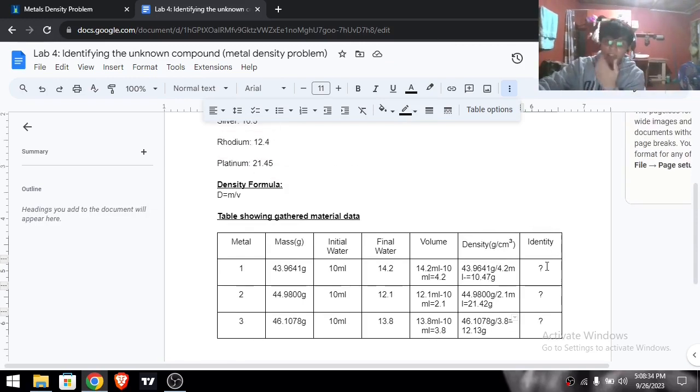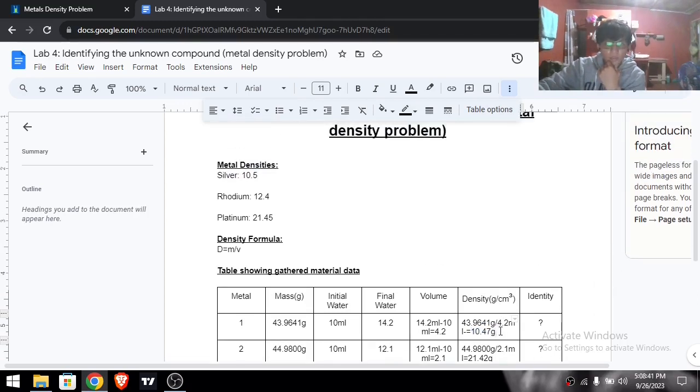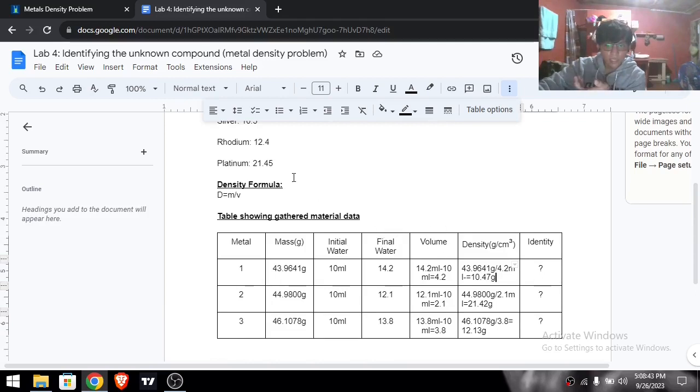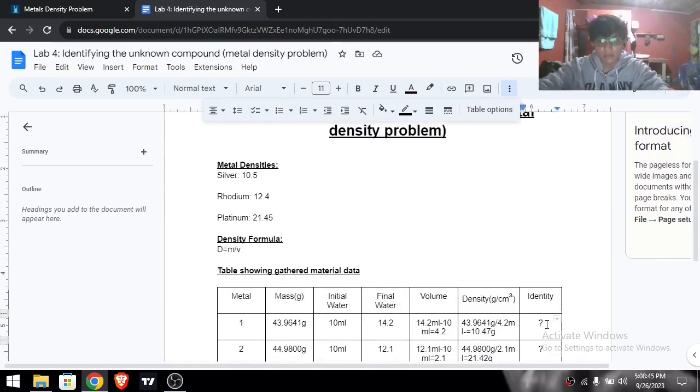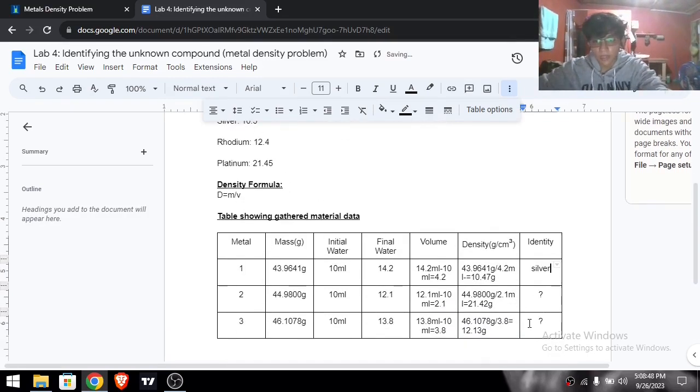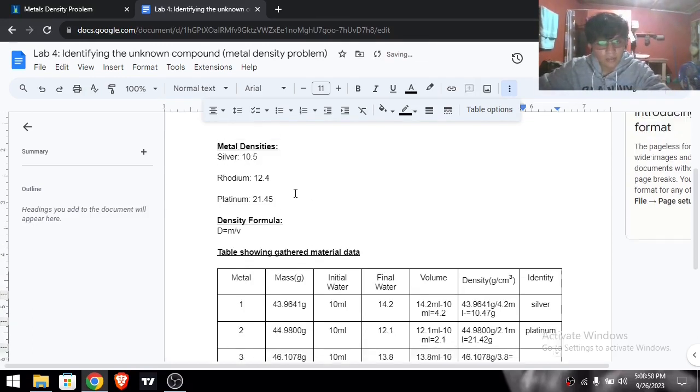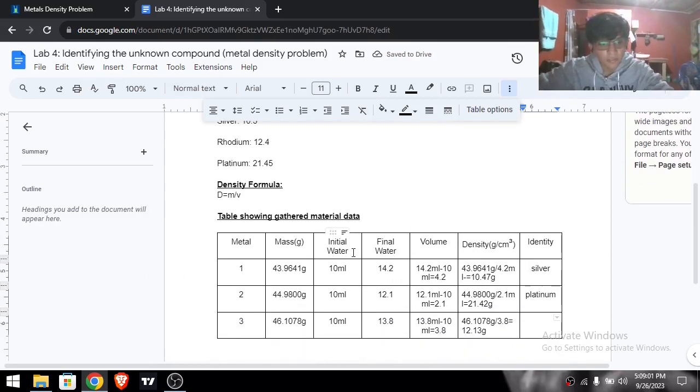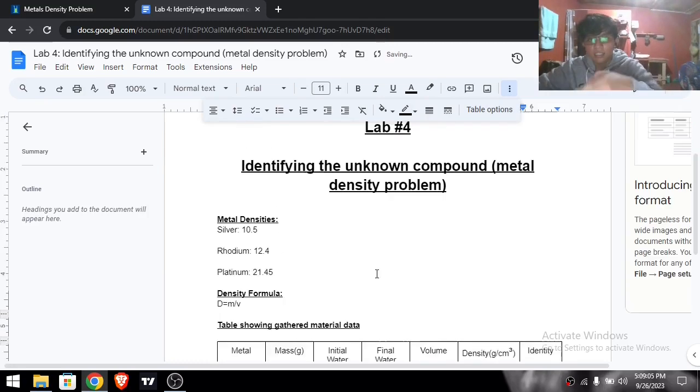Now we simply find the identity. Which one does this correlate the closest to? So 10.47 is the closest to silver. So simply put silver. What about this one? 21.42. Closest to that one is platinum. So we simply put platinum. And then for the final one, we could just deduce, since there's one more left, rhodium. And the density matches that.